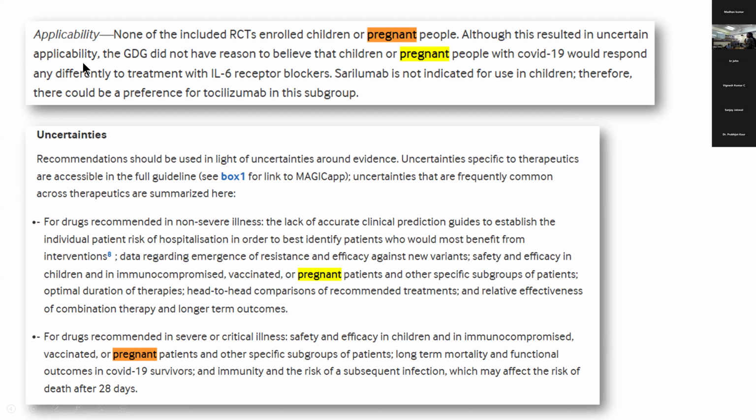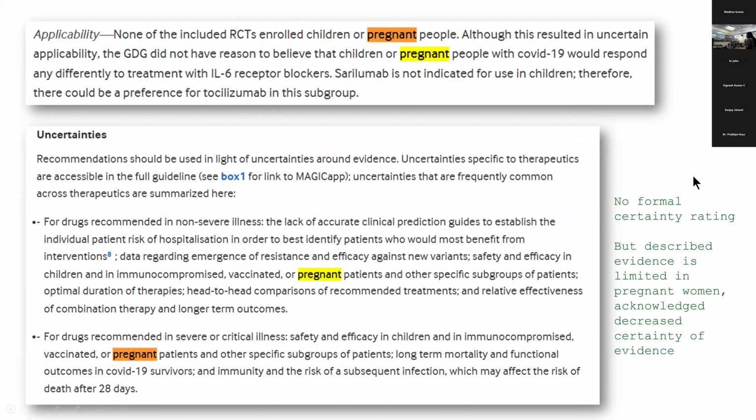Although this resulted in uncertain applicability, the guideline development group did not have reason to believe that children or pregnant people with COVID-19 would respond any differently. So here, they've not done a formal certainty rating, but they have described that the evidence is limited in pregnant women, and they have acknowledged the decreased certainty of evidence. So this is what you can do if you have indirect evidence.